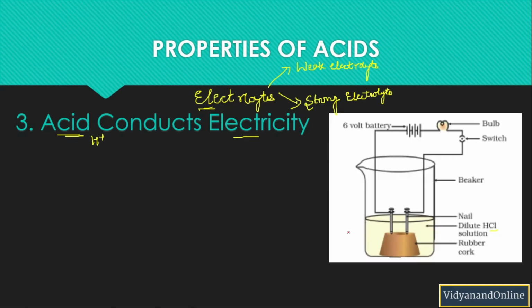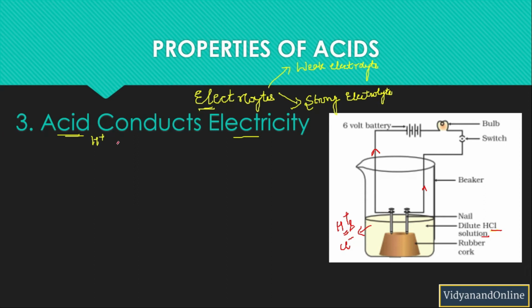So if you see the figure here, you have a beaker in which you have an electrolyte. This electrolyte is dilute HCl solution. You have two nails which are connected to the negative and positive terminal of the battery. So once the electricity is passed to the solution, it will dissociate into H plus ion and Cl minus ion. So the H plus ion will move towards the negative terminal of the battery, which is this, and the Cl minus ion, being the negative charge, will move to the positive terminal of the battery. Okay, that's why we can say that acids conduct electricity.